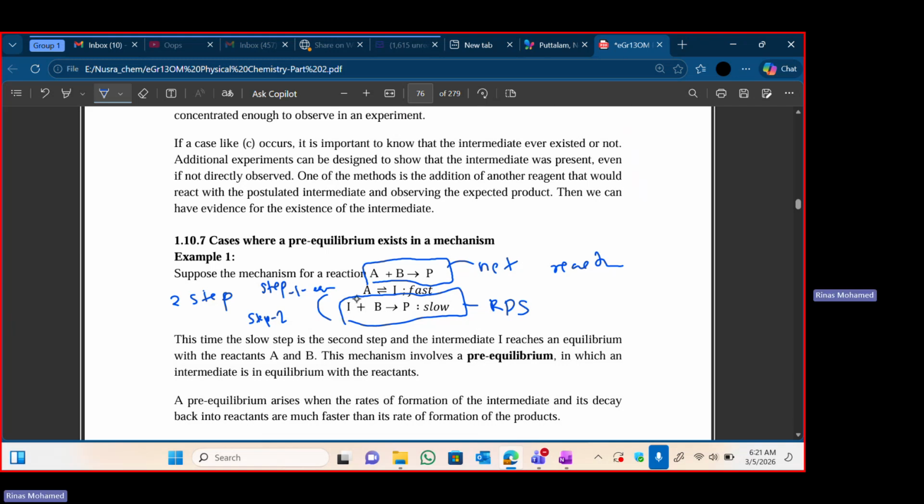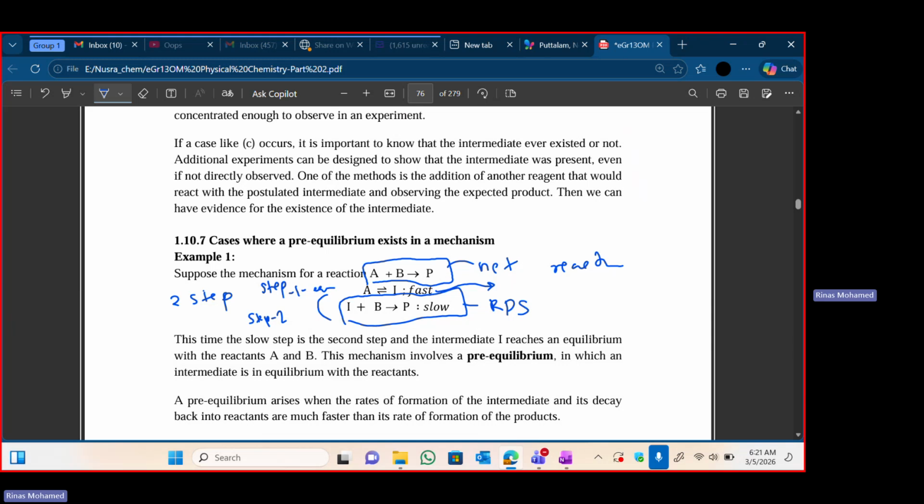Then this first step is a pre-equilibrium reaction. That means before this second step, a pre-equilibrium condition exists. A forms an intermediate, that is, an intermediate is formed. This is a faster reaction. Fast, right? That is the mechanism of the reaction.